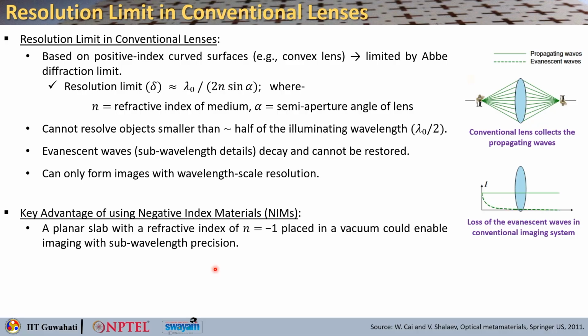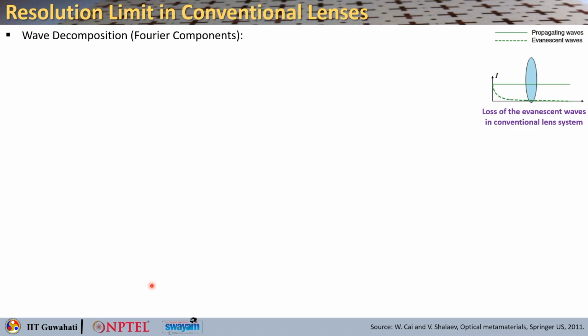This is where your negative index material or NIMs will play a big role. If you introduce a planar slab of refractive index of say n equals -1 and you place it in vacuum, that will allow you imaging with sub wavelength precision. This capability goes beyond the diffraction limit of conventional lenses, and we will see this in this particular slide. To understand how it works, we go for the wave decomposition that tells us about the Fourier components present in the wave.